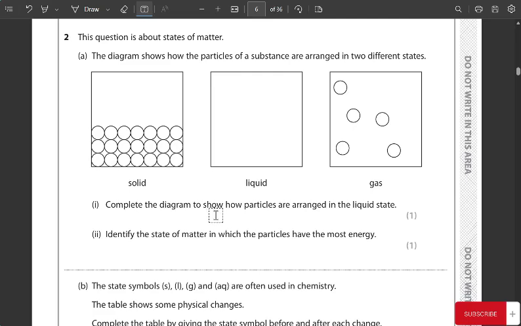Okay, complete the diagram to show how particles are arranged in the liquid state. There is solid, with a fixed shape. The gas does not have a fixed shape. Okay. In liquid, particles should be close together and should fill from the bottom of the box. Some particles should touch. Okay. The distance shouldn't be far from each other because it is denser than gas. That's the biggest reason.